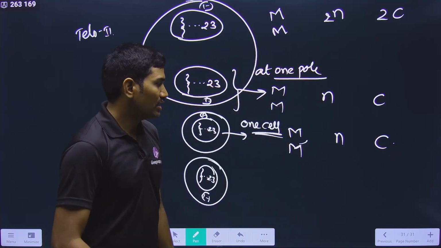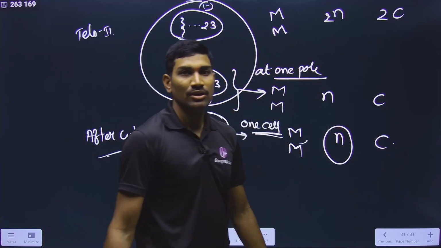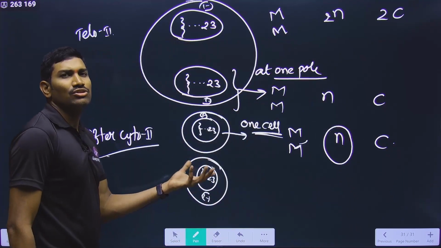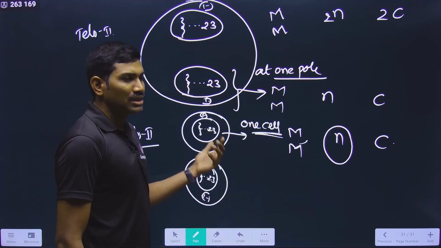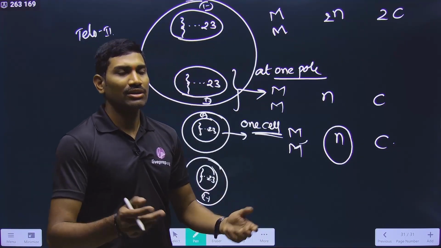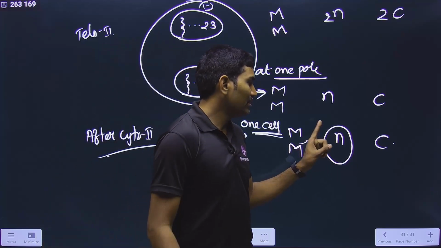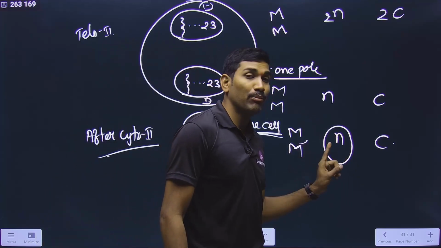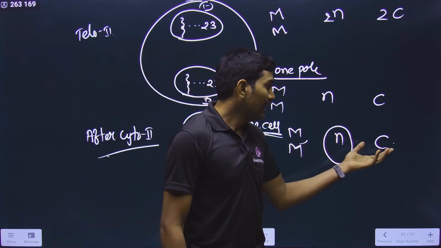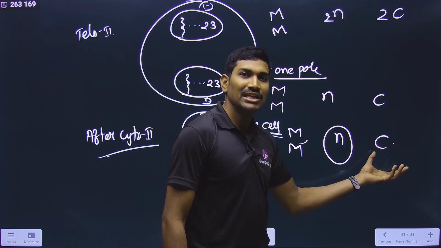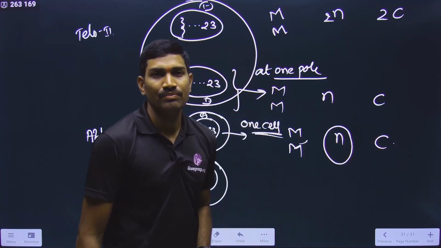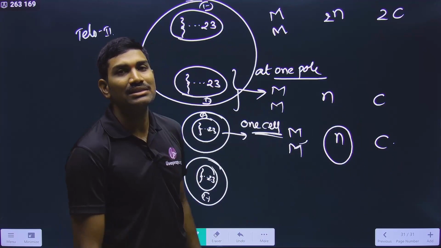So ultimately what you are getting? Haploid. So now these are the cells. Slowly they will mature into either sperm cells or the ova depending on the conditions. That's why gametes are having a haploid number of chromosomes, and the amount of DNA present in each gamete is called the C value. Yes or no? This is the basic information.